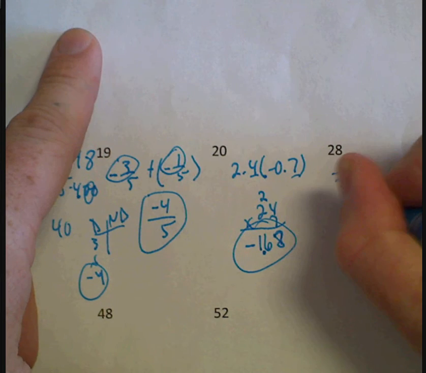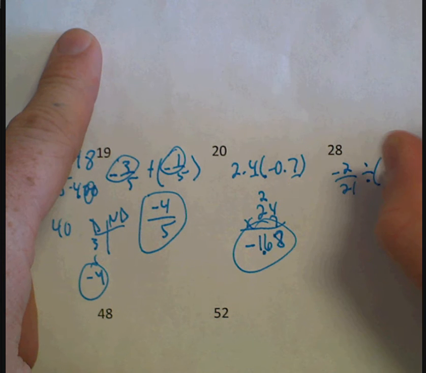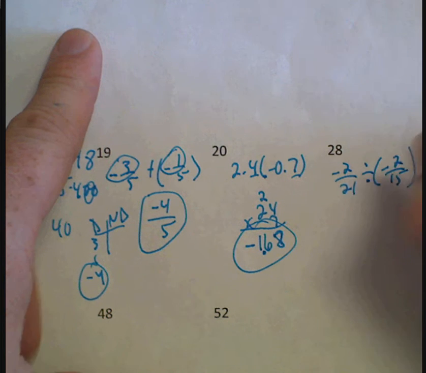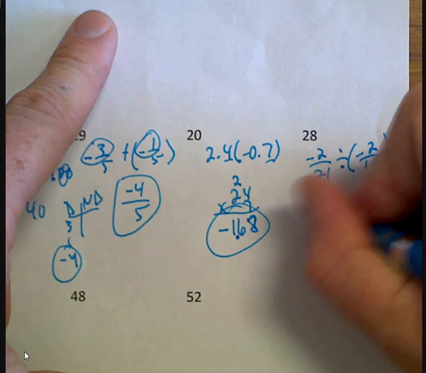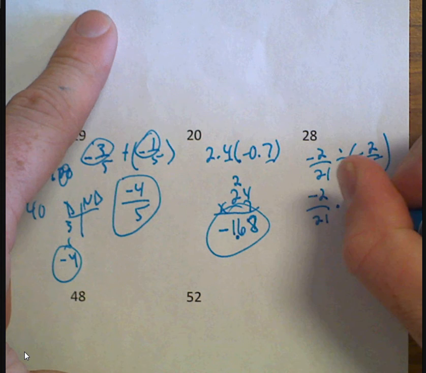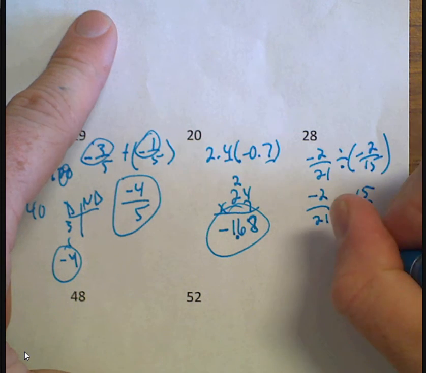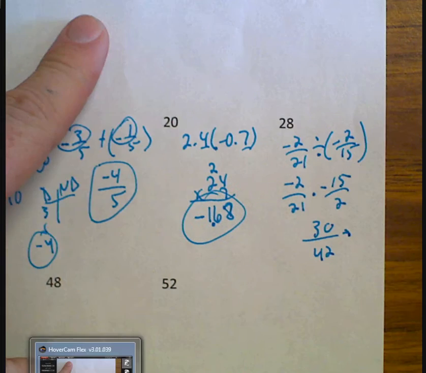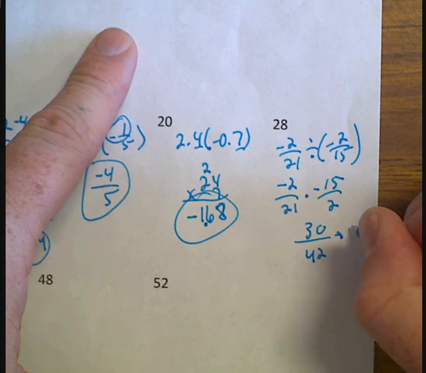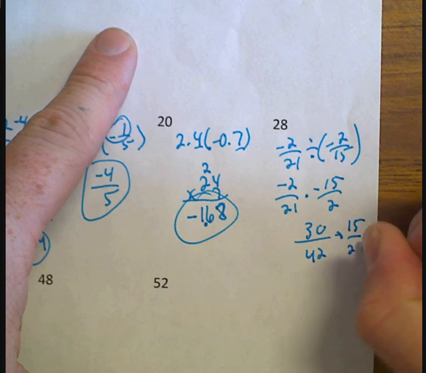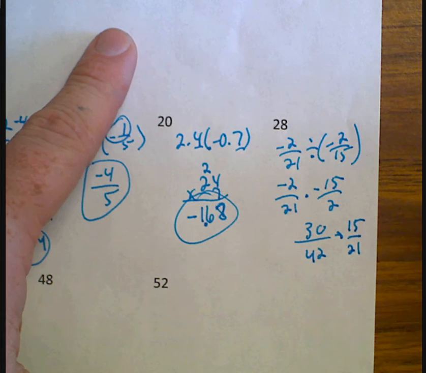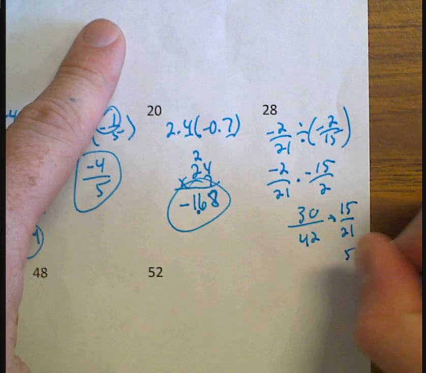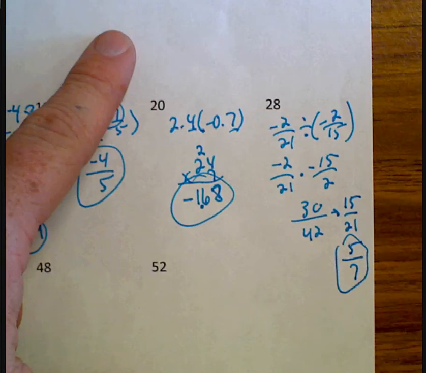Number 28, negative 2 over 21 divided by negative 2 over 15. I need to multiply by the reciprocal. So this would be positive 30 over 42. I can reduce this by 2. That would be 15 over 21. I can reduce this by 3, which would be 5 over 7.